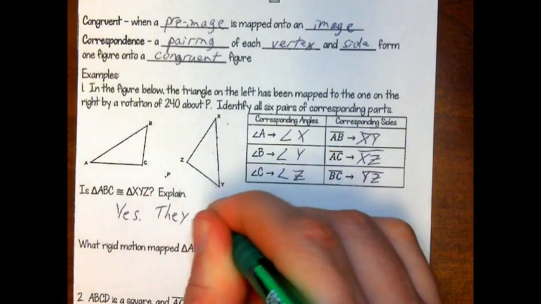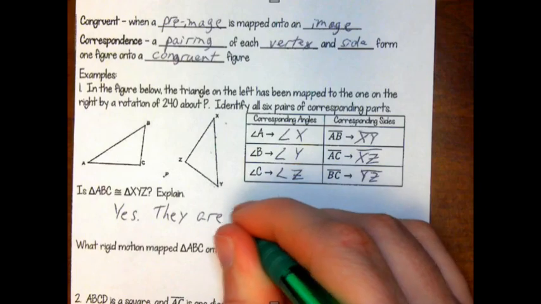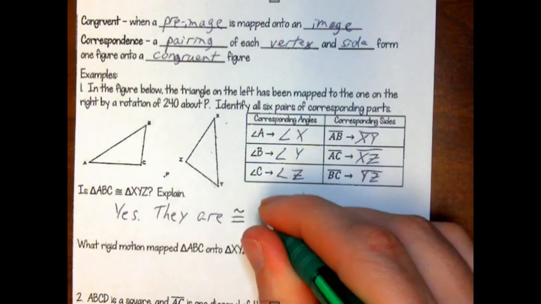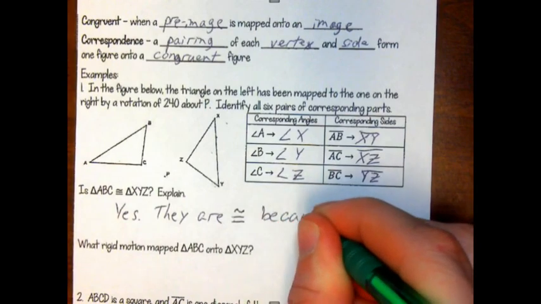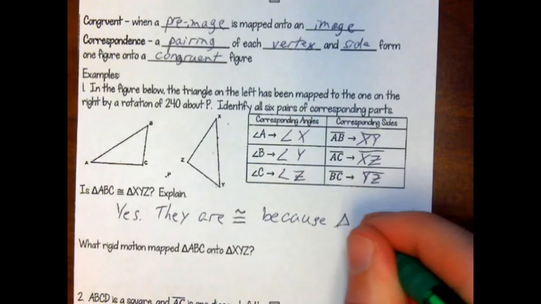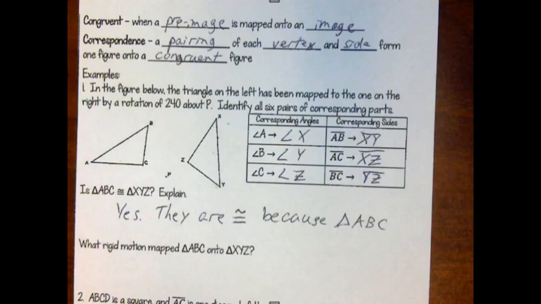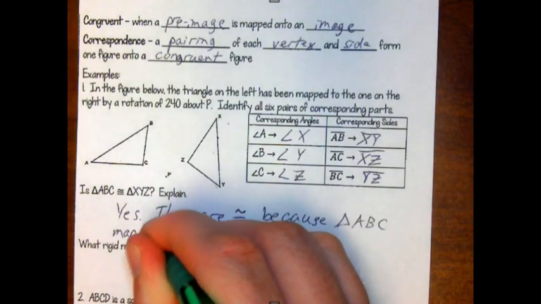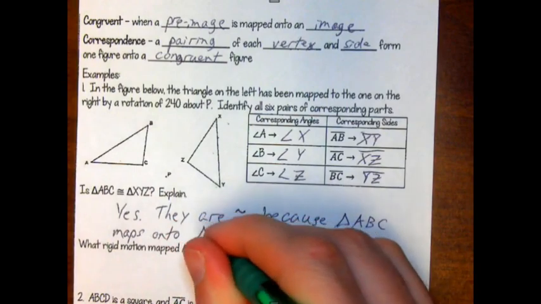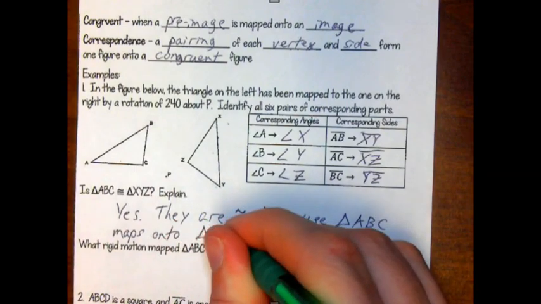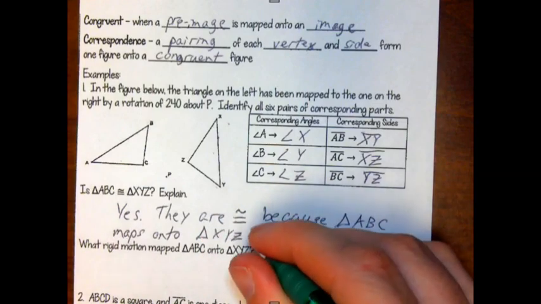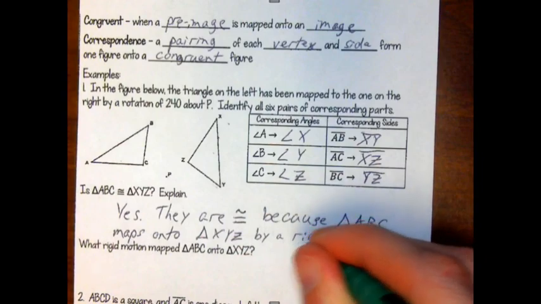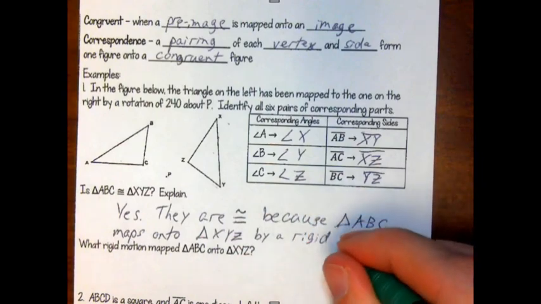They are congruent, and this is the symbol for congruent, an equal sign with a squiggly line above it, because triangle ABC maps onto triangle XYZ by a rigid transformation. And in this case, that rigid transformation was a rotation.